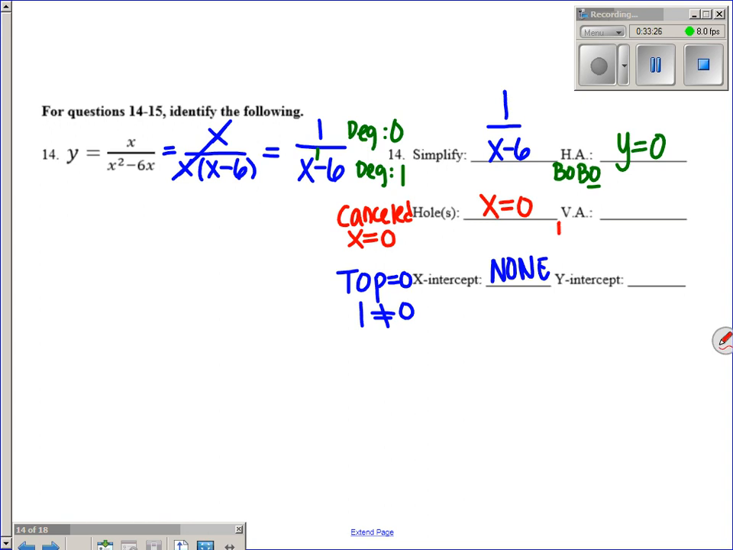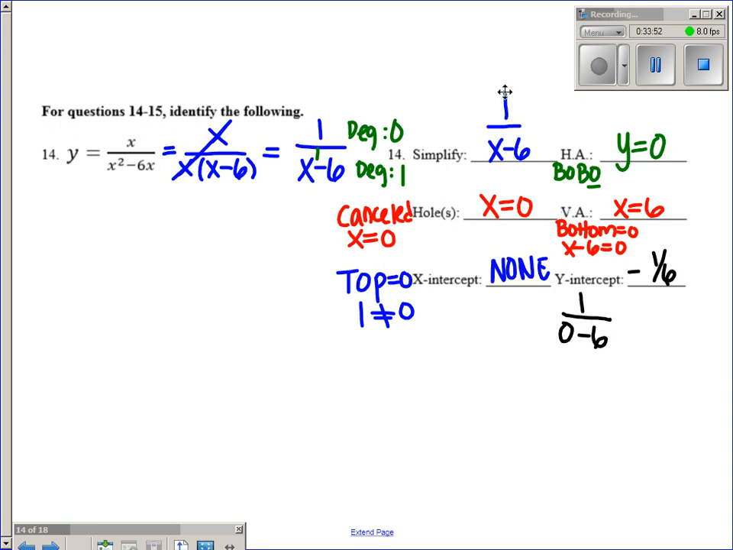Your vertical asymptote is the bottom set equal to 0. The bottom is x minus 6. So if you solve that for x, you're just adding the 6, which gives you x equals positive 6. And then the y-intercept, you're just plugging in 0 for x. So 1 over 0 minus 6, that gives us negative 1/6.